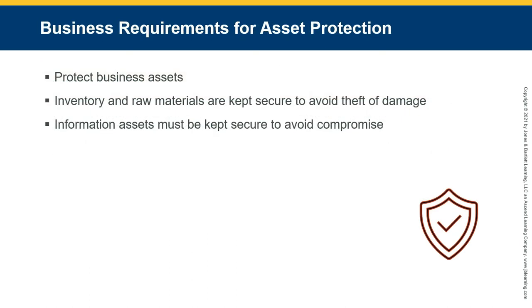So, business requirements for asset protection. Let's start with that. It protects the business assets. Inventory and raw materials are kept secure to avoid theft and damage. We want to make sure we protect everything that we have. Assets are our data and equipment. Information assets must be kept secure to avoid compromise. This is why we have firewalls on our systems and all that. So this is what we're trying to protect, all of our data.